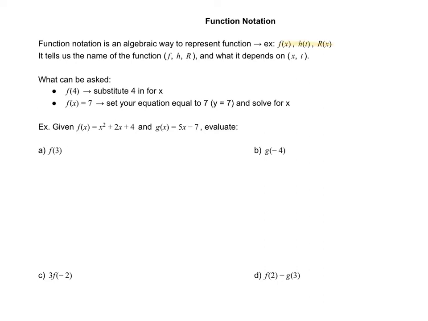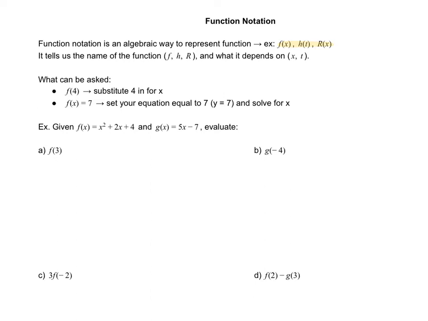f at x, h at t, r at x. f at x is just a general function, okay? It tells you the name, the function is f, and what it depends on, which is x in this case. For h at t, it could be something about a word problem. The function is the height, and the height depends on time. Or for r at x, r is revenue, and it depends on x, which might be the number of items being sold or manufactured or whatever it might be. So already we can see that function notation can tell you a lot about the independent and dependent variables.